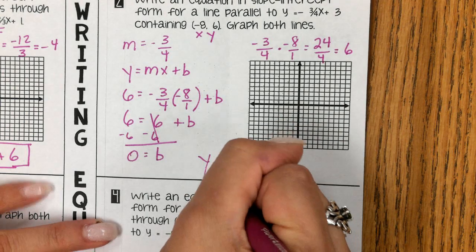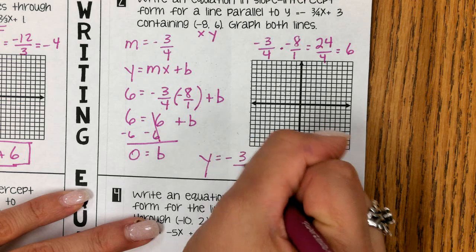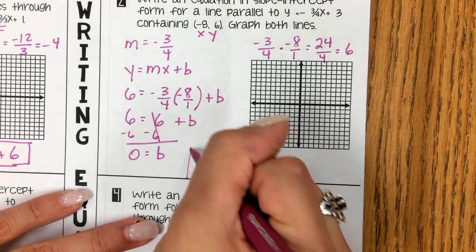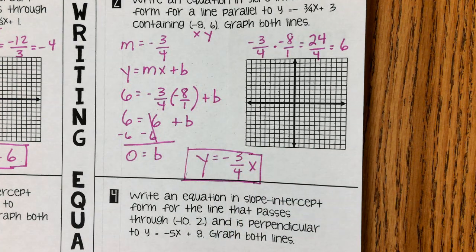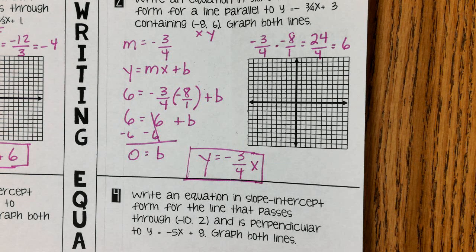So if I'm writing this, I'm just going to write y equals what? Negative 3 over 4x. If you put plus 0, that's also correct, but you don't have to put plus 0. You can just leave it like that. Okay? All right, so on the bottom, we are looking at perpendicular lines. Same thing, I'm going to do the first example, you will finish up the last one.